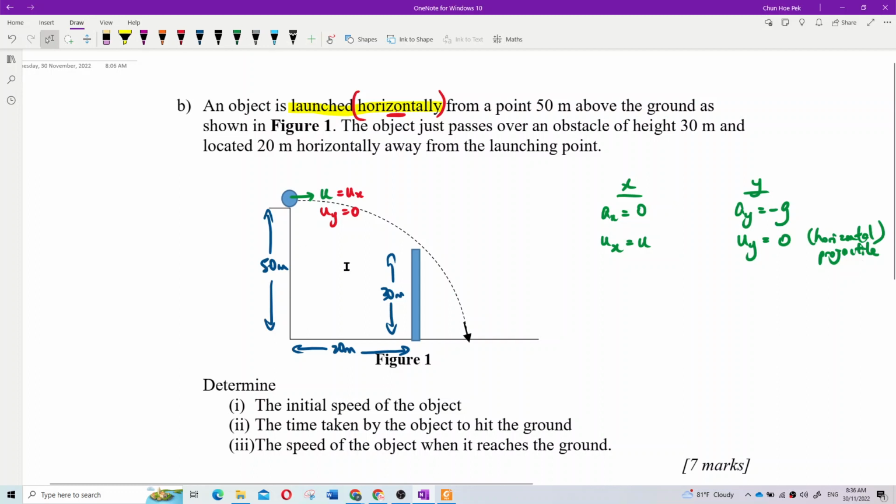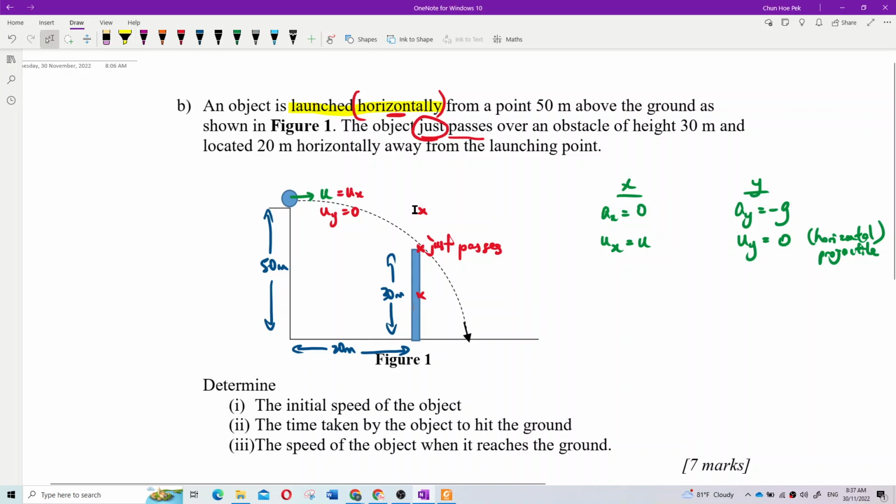Initial speed. So he says just passes over. What's the initial speed? What do you think? He just passes. He says the words just passes. That means he just passes at this point. He doesn't pass over here and definitely does not pass over here. You understand? He just passes.